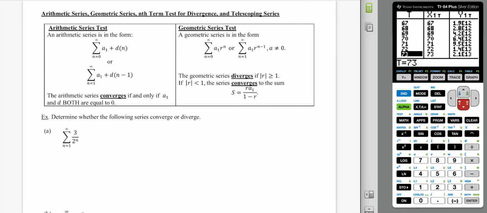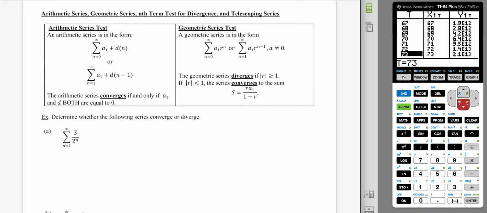So looking at page 72, a little bit more with arithmetic and geometric series. We didn't really do much with arithmetic series on the previous page because there really isn't much to do with it, as there's only the rare case where an arithmetic series would converge. That would be only the instance in which a1 and d are both equal to 0.